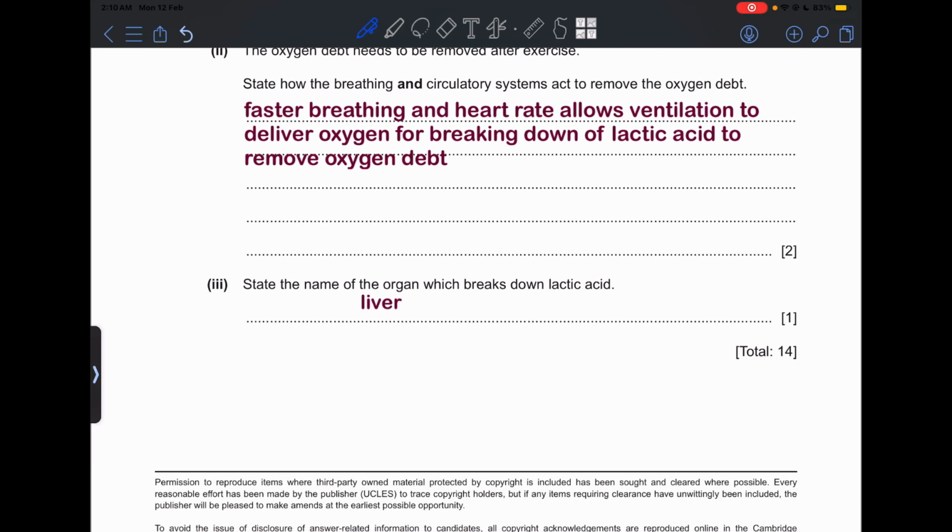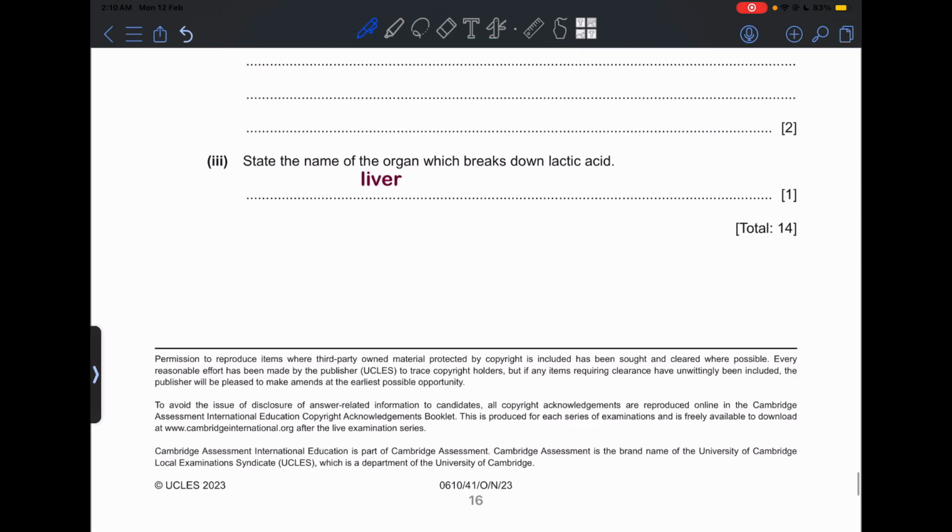State the name of the organ which breaks down lactic acid. This is the liver. This was the end of our exam.